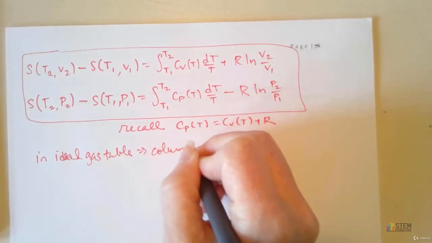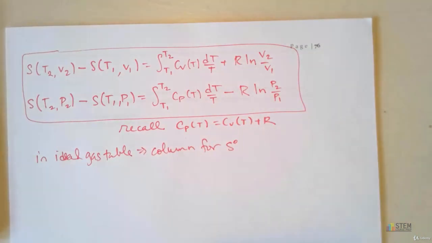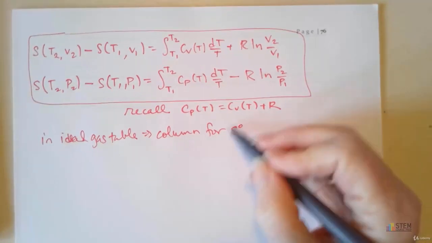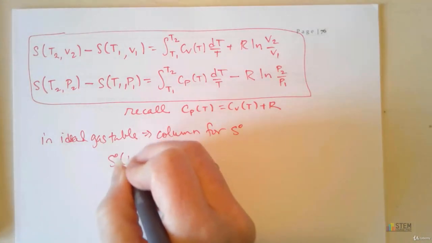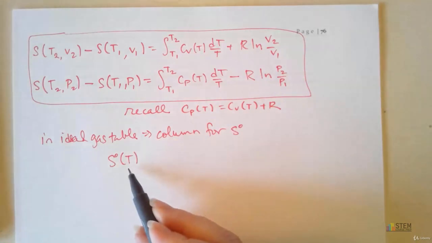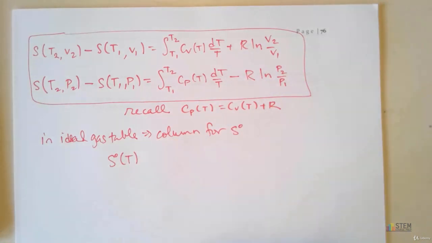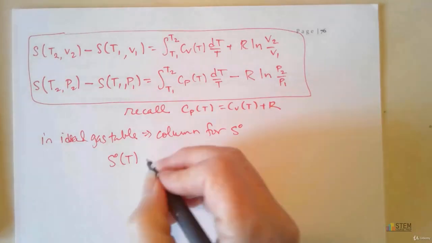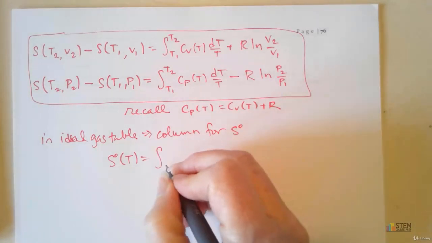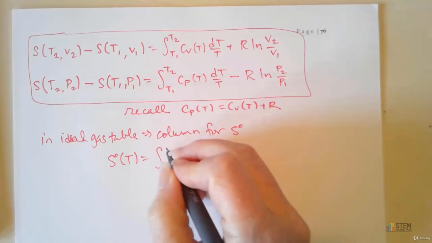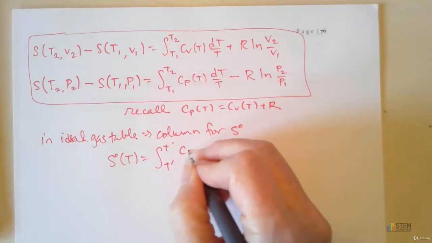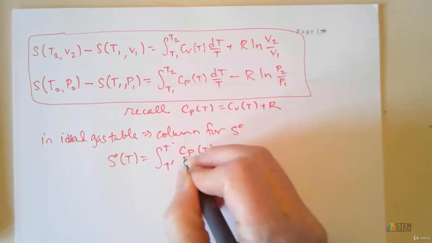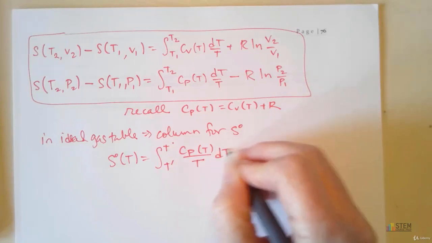So there's that column for the S with the degree. This itself is a new symbol. I'll just call it S degree. Now what that is, it's going to be a function of temperature, obviously, because that's what the ideal gas table has. It's just temperature. That is going to be the value of the integral from T prime, I'll tell you what that is in a second, to T. Then the integrand here is going to be Cp, which is a function of temperature, over temperature dT.